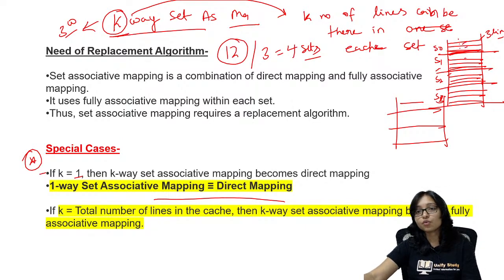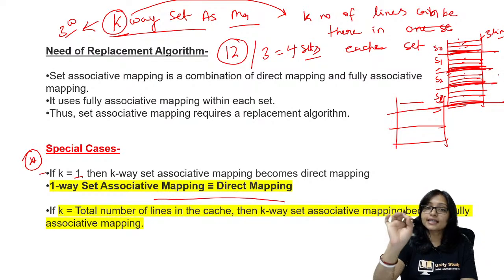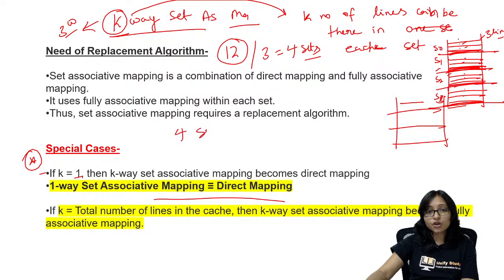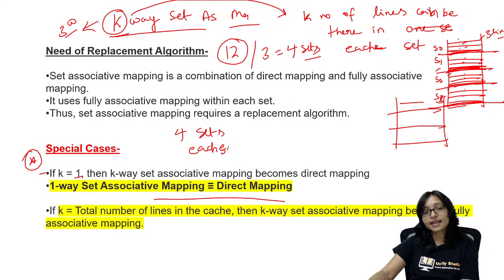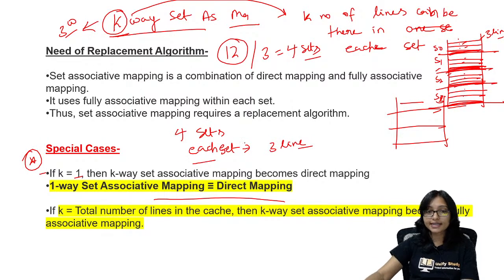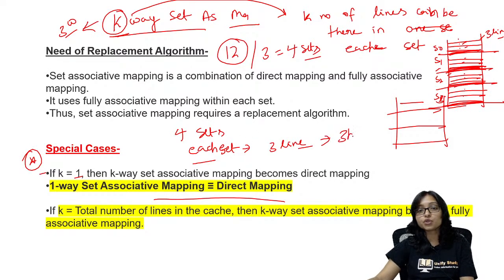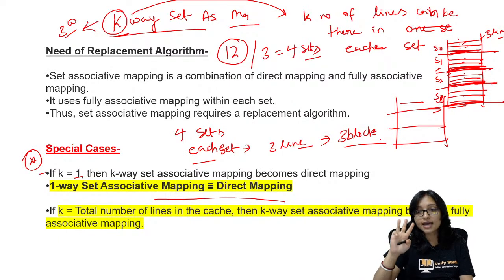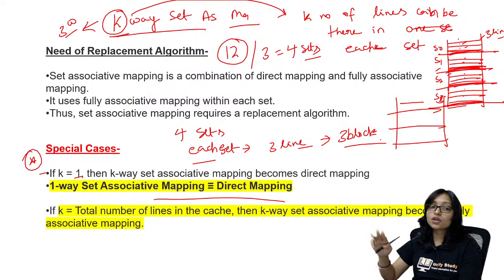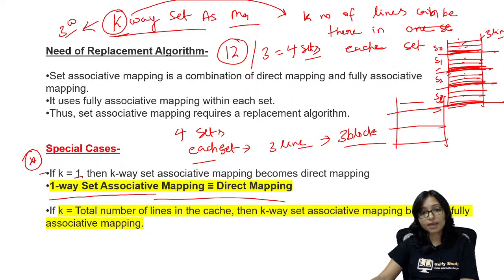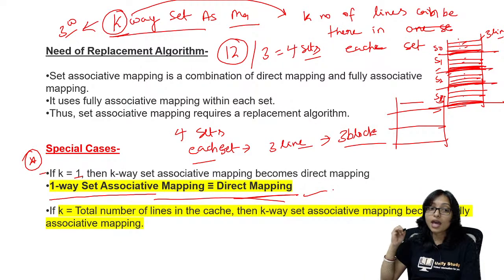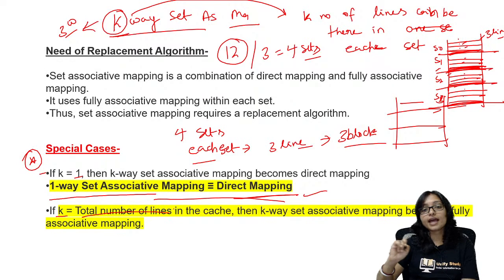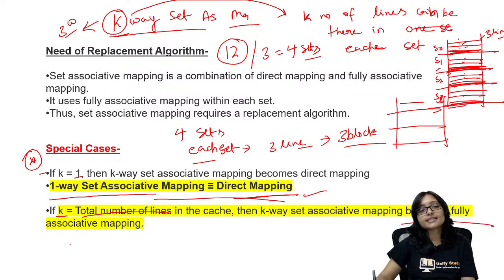So each set has 1, 2, 3 lines. Got it? In each set, there will be 3 lines. So total 4 sets, and in each set there will be 3 lines. Means at a time in every set you can put 3 blocks. That is the meaning. Got it now? Clear? So that's why when it is one-way set associative mapping, it is just like direct cache mapping. And when we say K equals the total number of lines, then it is actually fully associative mapping.